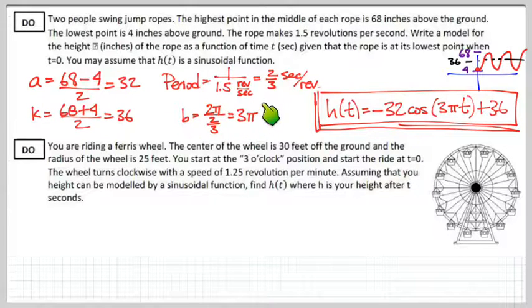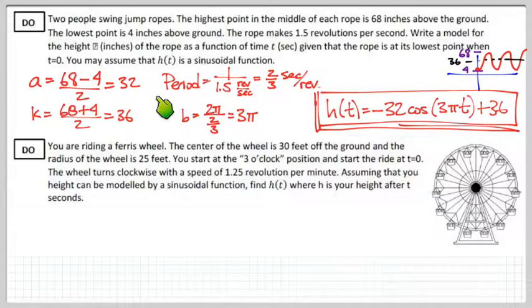So now I need to choose the sine or cosine function. And when I look at this graph, it kind of looks like a cosine, except instead of starting at the maximum, it's starting at the minimum. So I'm going to deal with this using a negative cosine. So in that case, I have no horizontal shifting I need to do. So I'm ready to just write my equation.